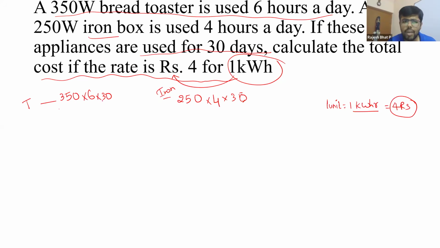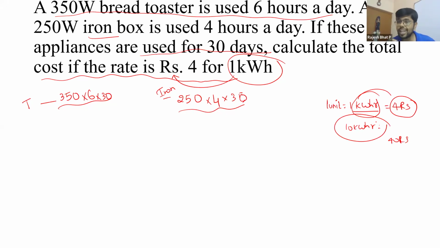You might ask me, sir, why am I multiplying? What is the purpose of multiplying? See, I told you, we need to know how many kilowatt hours we have consumed. Imagine for 1 kilowatt hour, 4 rupees. If you have consumed 10 kilowatt hours, you have to pay 40 rupees. So basically we have to see how many kilowatt hours we have consumed as a consumer.